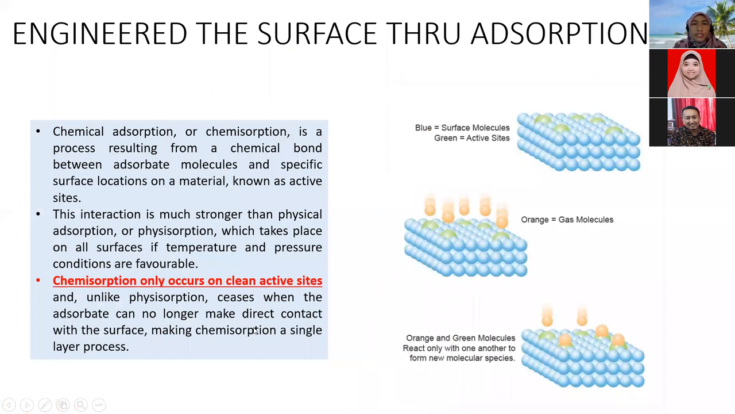So next, engineering the surface through adsorption. We know what surface engineering is, we know what surface is. Now we know that what happens on the surface is one big process that you have to really understand, which we call adsorption. So now we are going to engineer the surface through adsorption. Just now I said that if the concentration of molecules at the surface is higher, we call it positive adsorption. But adsorption itself has two types. One we call physical adsorption. I will show you this one.